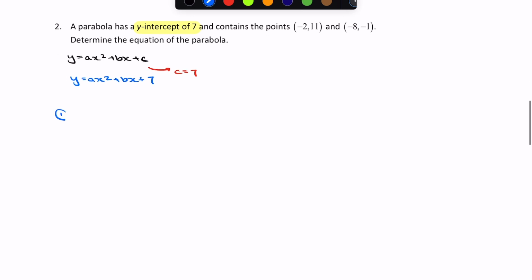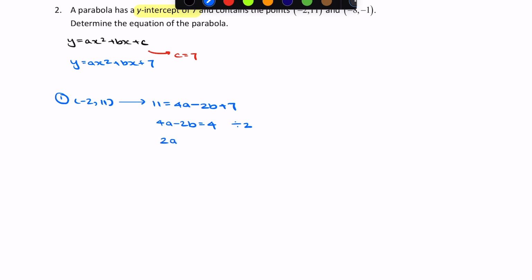And so we're given again two points, one at -2, 11, and another one at -8, -1. So let's sub in first -2 and 11. So 11 is equal to 4a minus 2b plus 7. Move the 7 over. We get 4a minus 2b is equal to 4. We'll divide everything by 2 here to simplify the equation to 2a minus b is equal to 2. So that's our first equation: 2a minus b is equal to 2.